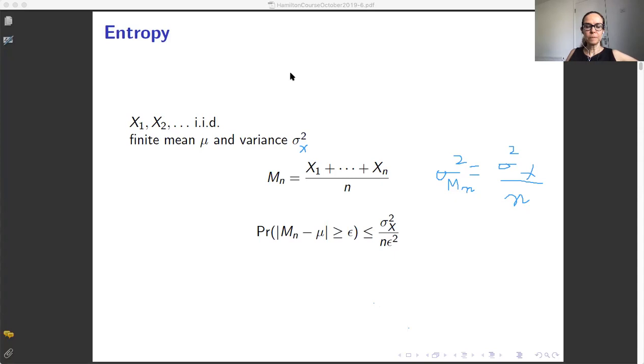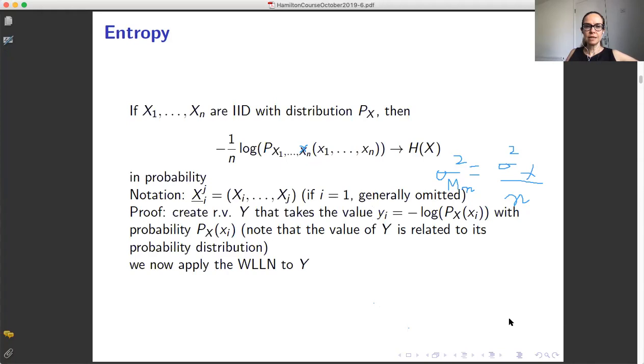And based on this, let's go ahead and figure out something interesting about entropy. An interesting thing that we can say about entropy is the following. If X1 to Xn are IID, so independent, identically distributed, all with the same probability mass function p of x, let's assume it has a mean and variance, it doesn't matter too much for the time being, then minus 1 over n log of the joint p of x's goes to H of X in probability.